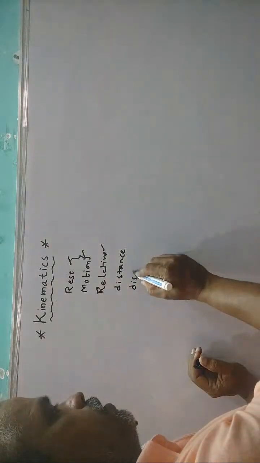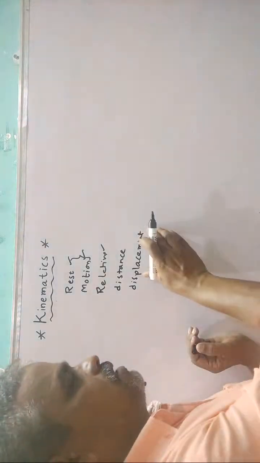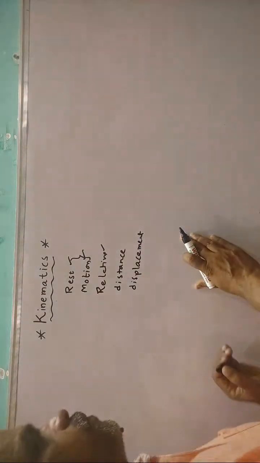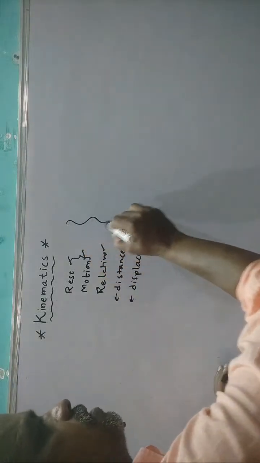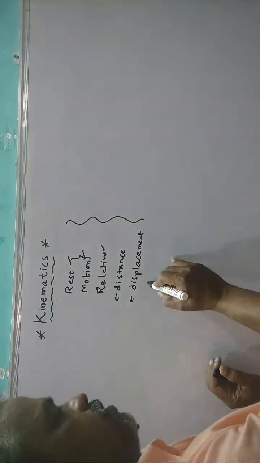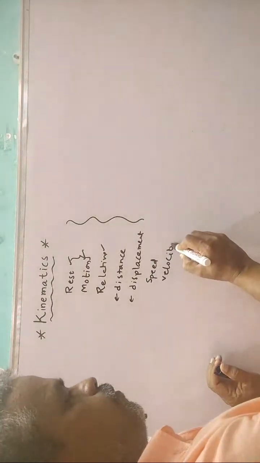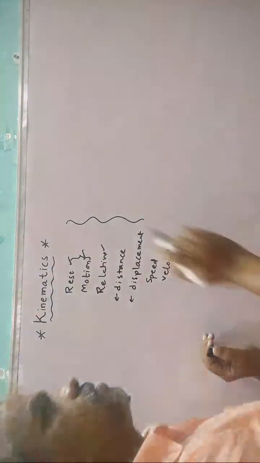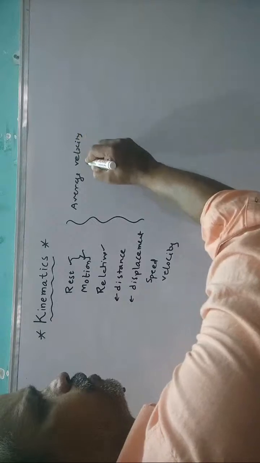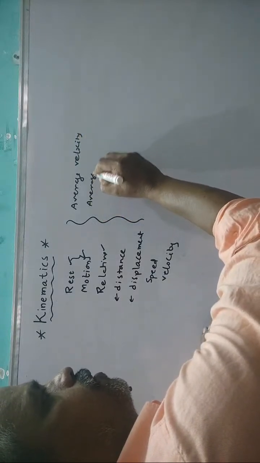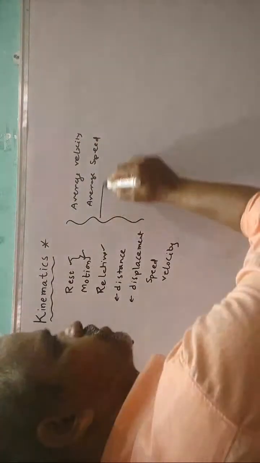Distance, displacement. So these are physical quantities, distance and displacement. Up to now we discussed in kinematics. Then speed, velocity, average velocity. So next, average speed. Like this we discussed up to these concepts.